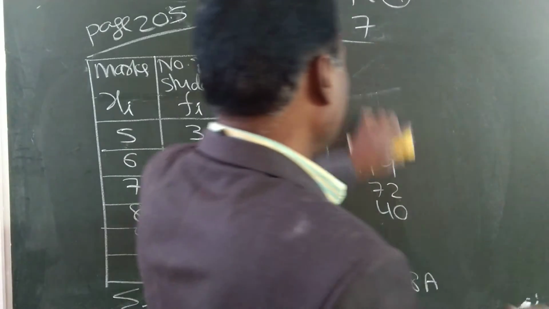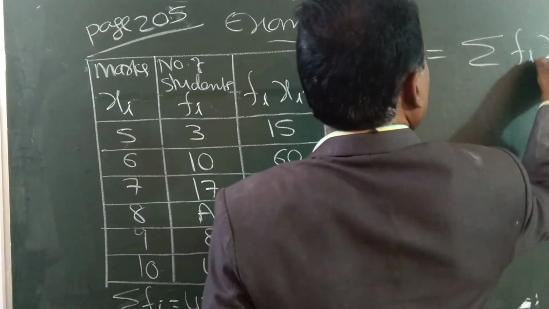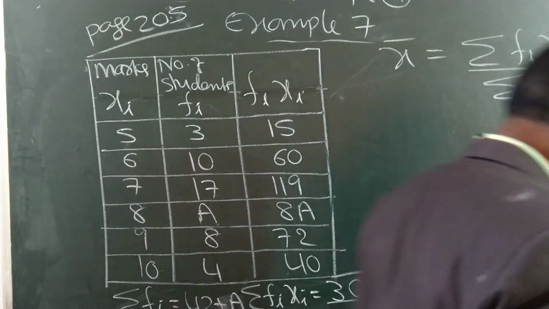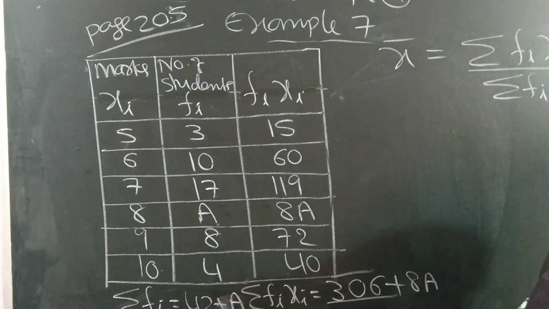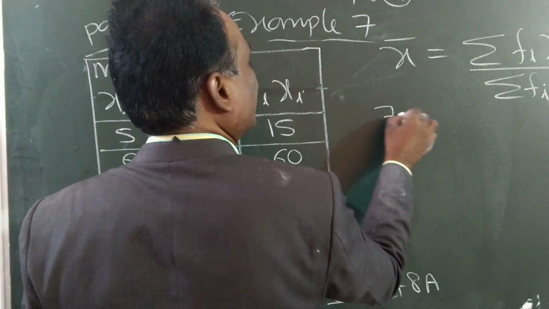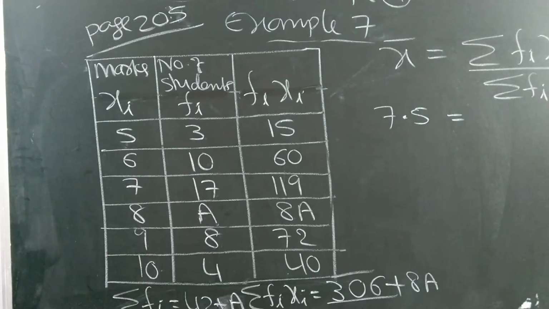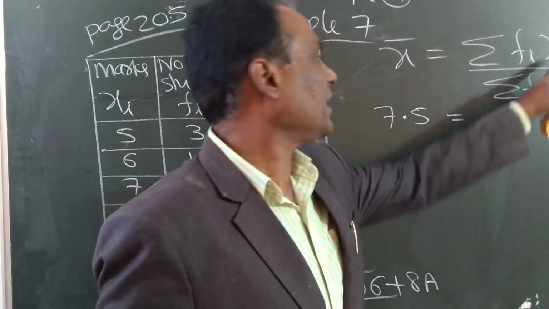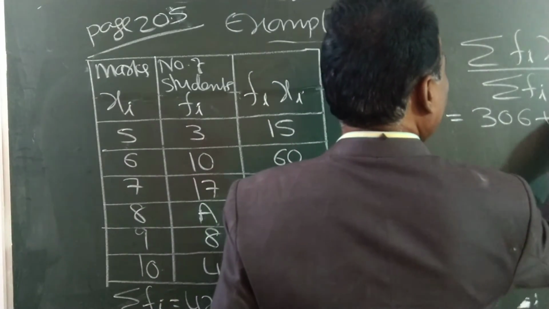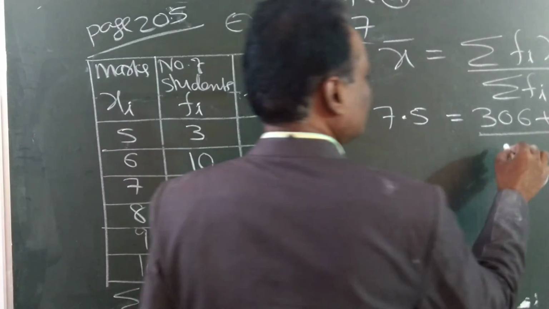So the formula for mean is sigma fi into xi by sigma fi. The mean is given as 7.5. Sigma fi into xi is 306 plus 8A, by sigma fi, which is 42 plus A.